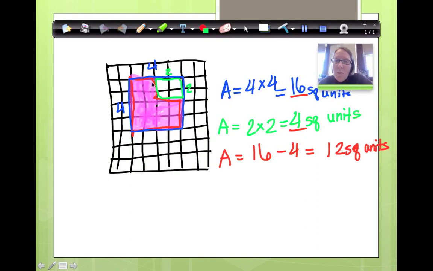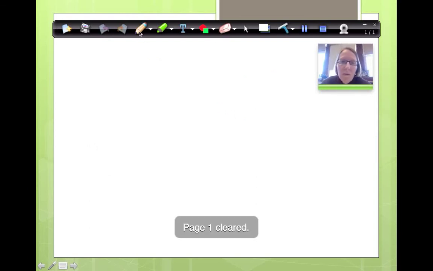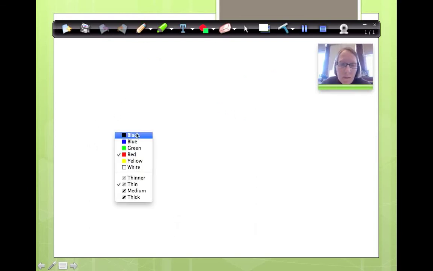So we can either cut it up, decompose it, or we can do something bigger and cut out the piece of the part that's not the area that we need to measure. And that leaves us with the rest. All right, so let's do one more. And unfortunately, I am going to have to make another grid.